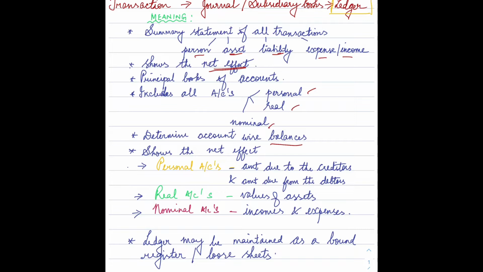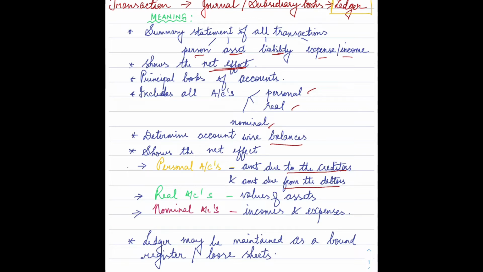So these ledgers are going to be based on journal entries. Only if there are journal entries can we proceed to prepare the ledger. The balances in the ledger, as we have seen, show a net effect. Now, what does it reflect in the case of personal accounts? It shows the amount due to creditors and the amount due from debtors.